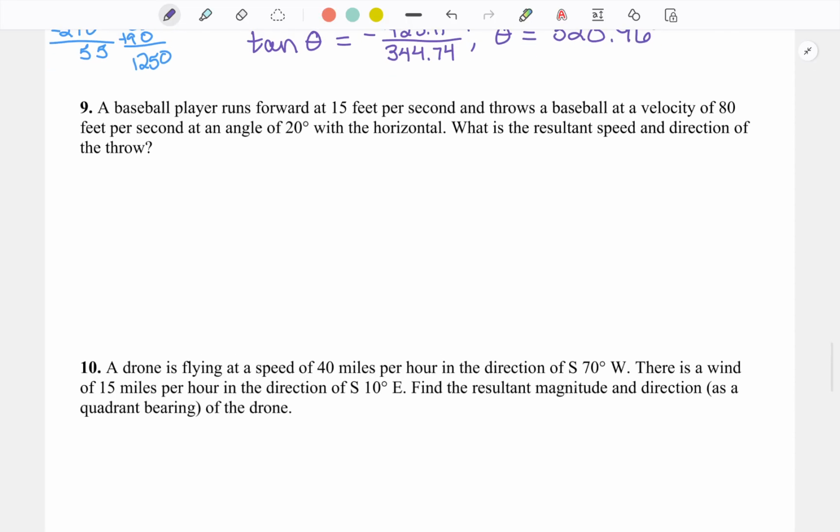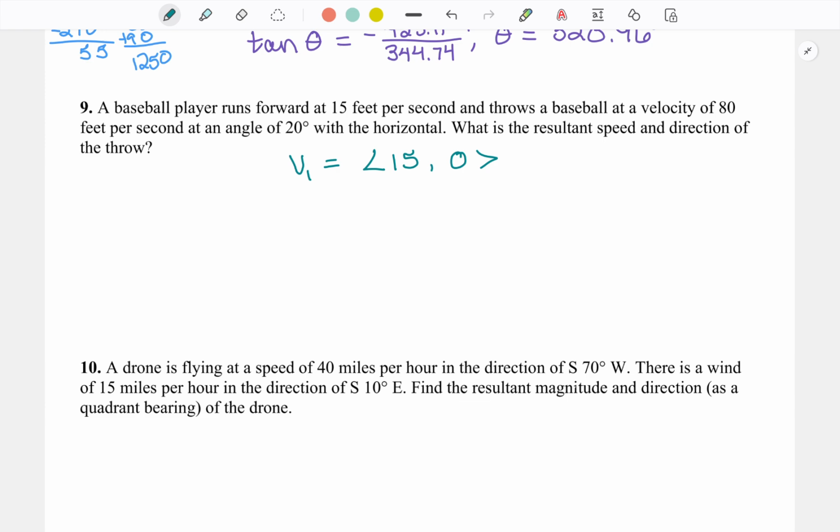All right, so then for problem 9, we have a baseball player runs forward at 15 feet per second and throws a baseball at a velocity of 80 feet per second at an angle of 20 degrees with the horizontal. What is the resultant speed and direction of the throw? So we have the baseball player running forward at 15 feet per second. So that actually doesn't have any angle on it. So vector 1 is just going to be that 15 feet per second on the horizontal. He's not going up, so that is going to be 0.